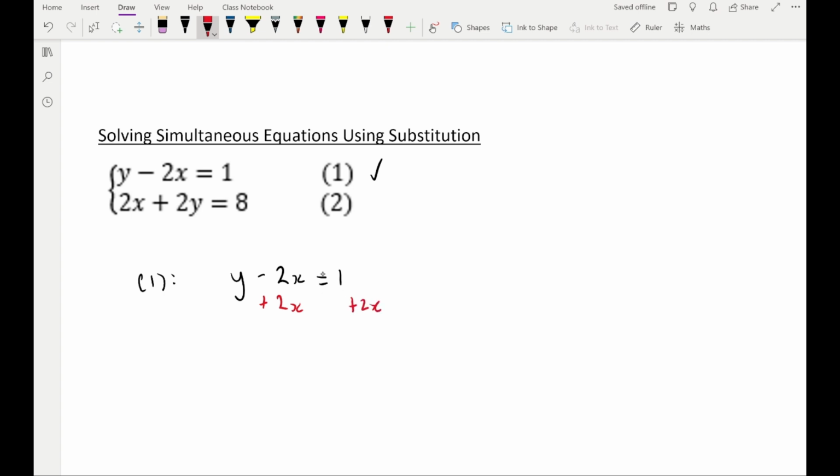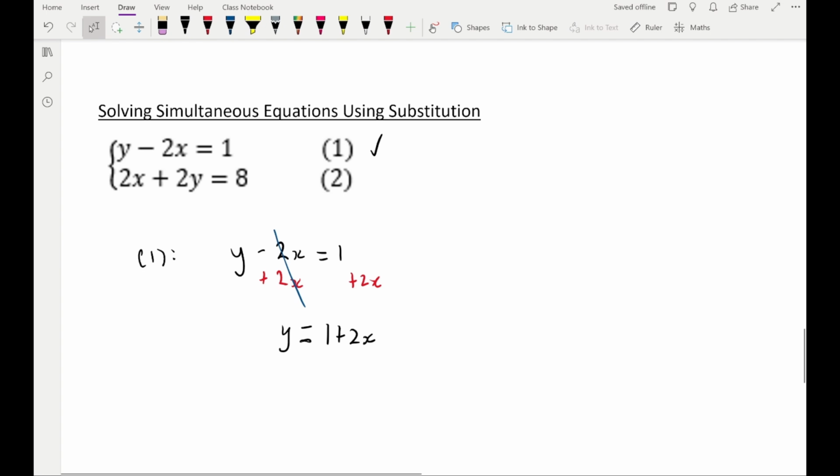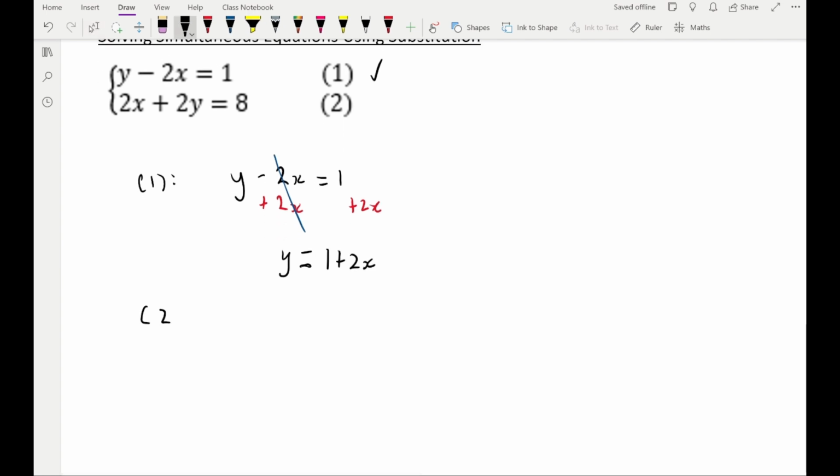When I say both sides, I mean both sides of this equals sign here. All right, so y take 2x plus 2x. These things are going to cancel off. So I'm just left with y on that left-hand side, which is basically the reason why I did this. On the right-hand side, I've got 1 plus 2x. Great stuff. Okay, next thing we're going to do is take all this into equation 2, and we're going to substitute this y value in, which is why this is called substitution.